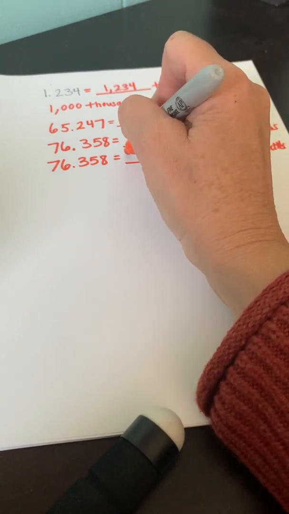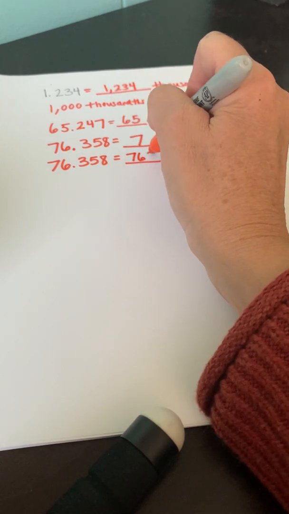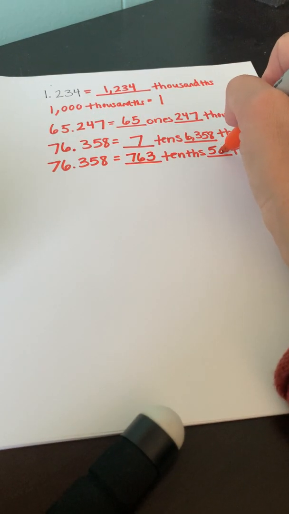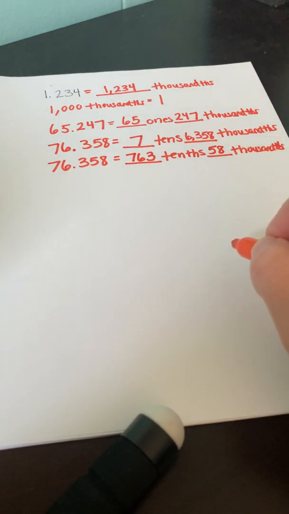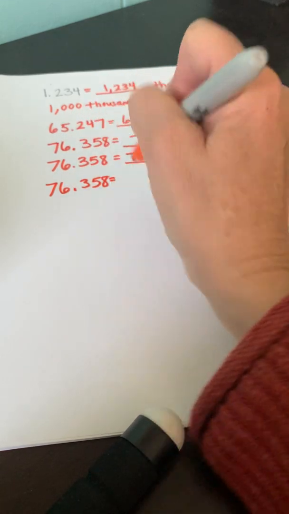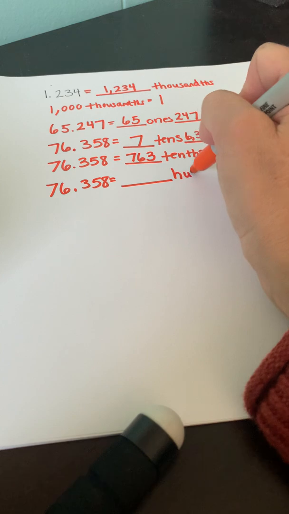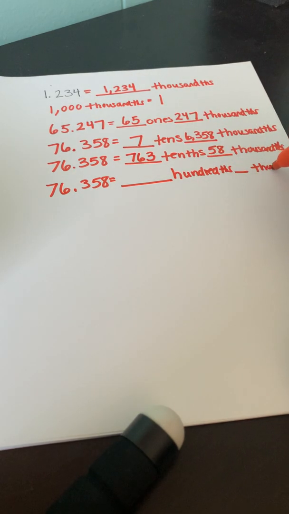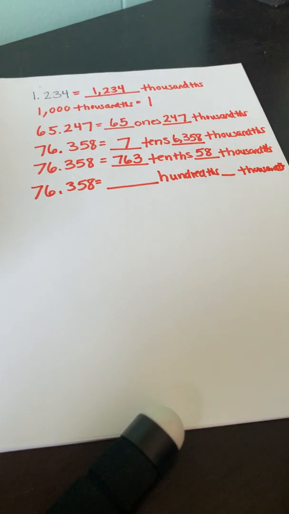This number would be 763 tenths. I went up to the tenths place, and then I have 58 thousandths. All right, one more. 76 and 358 thousandths. Express this number as only hundredths and thousandths. Press pause, record your answer, and press play when you're ready to check it.